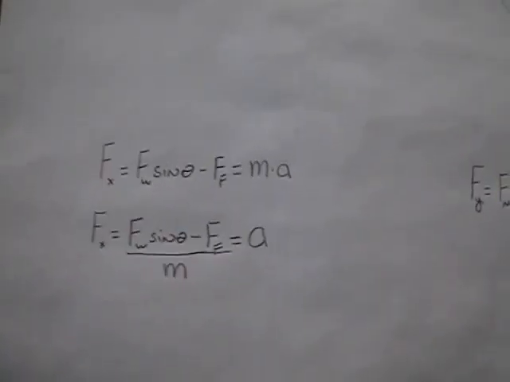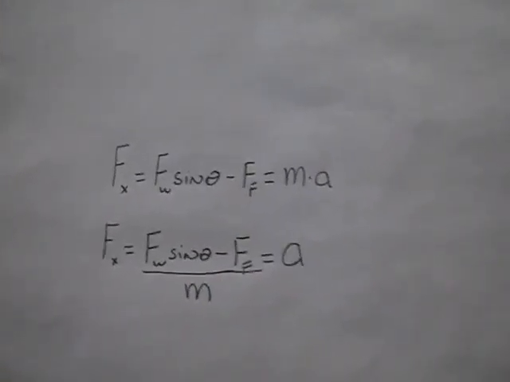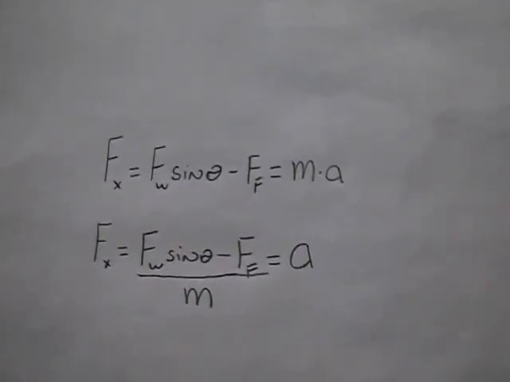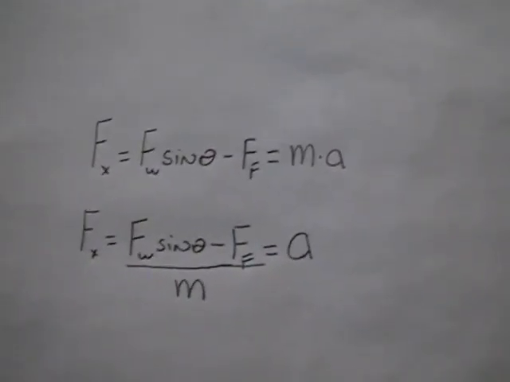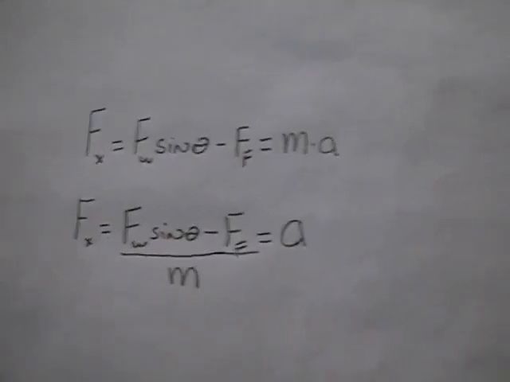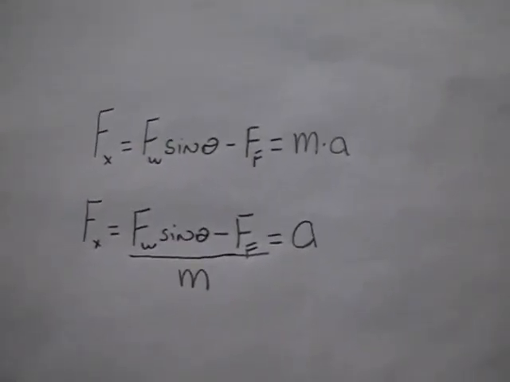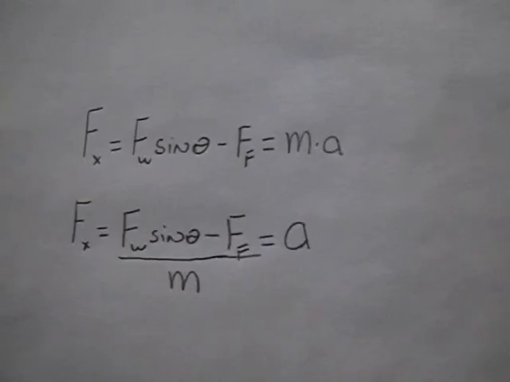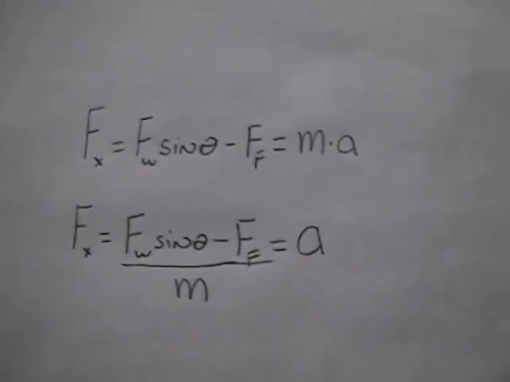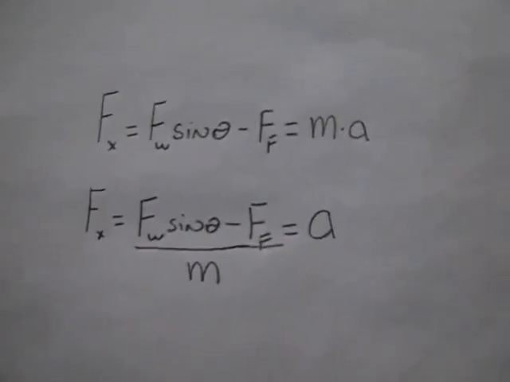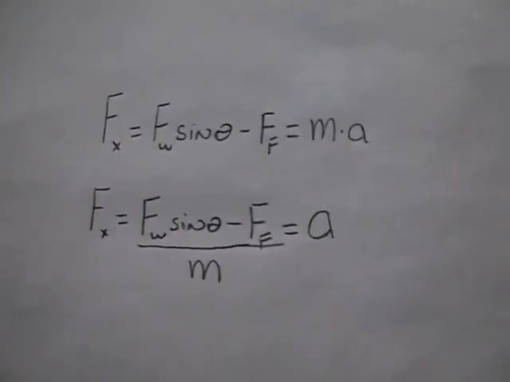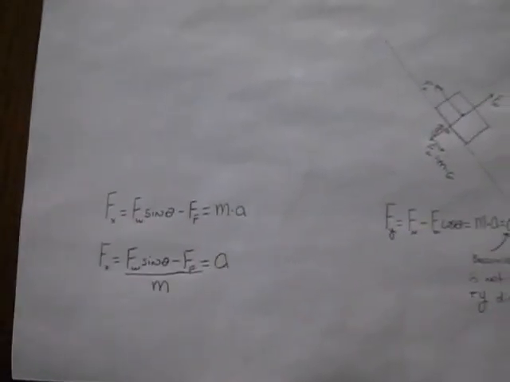Here is the formula I use to figure out acceleration in the x direction. I have the force of weight sine theta minus the friction force equals mass times acceleration, and solving for acceleration, I just divided everything by the mass, which is the force of weight sine theta minus the force of friction over m equals acceleration. That is screencast number 4.